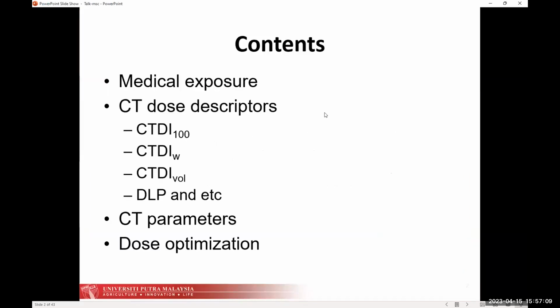So this is the outline of my presentation, a bit on the medical exposure, and then all the CT dose descriptors from the CTDI in air until the effective dose. Of course, the ultimate dosimetry for CT scan is the effective dose. And I'm also going to discuss the influence of CT acquisition parameters on dosimetry, and a bit of discussion on dose optimization, because the image quality and dosimetry are correlated to each other.